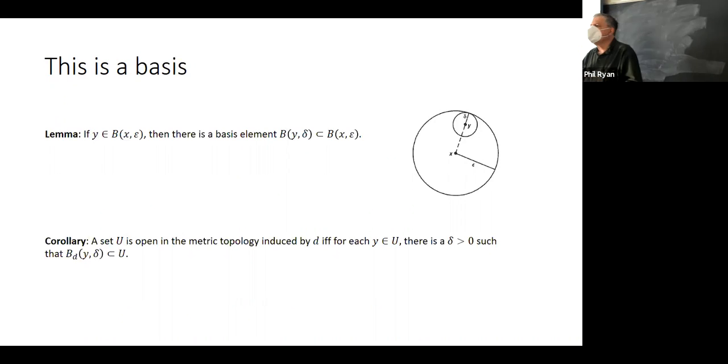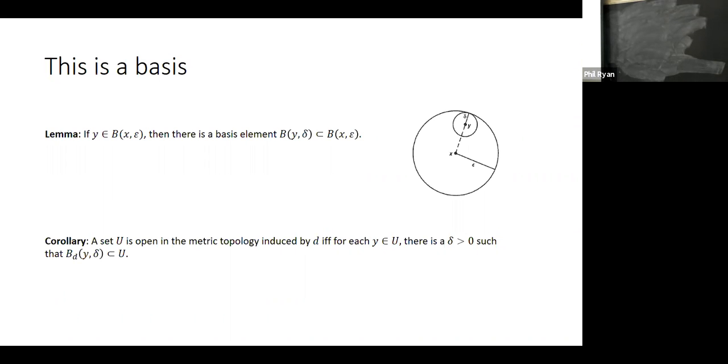Okay, so remember, what are the two conditions of a basis? Every element has to belong to a basis element. Trivial, right? Because for any arbitrary x, x is in its own ball. The second condition is what? That if you have two basis elements, then there exists a third basis element which lies in the intersection of the two. Okay, and we can just have that as a lemma here.